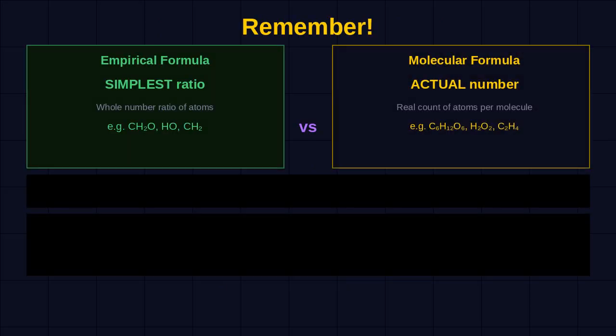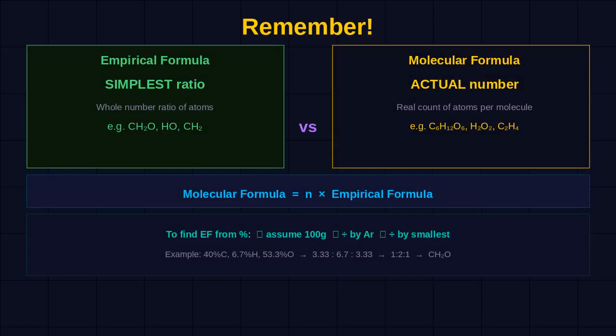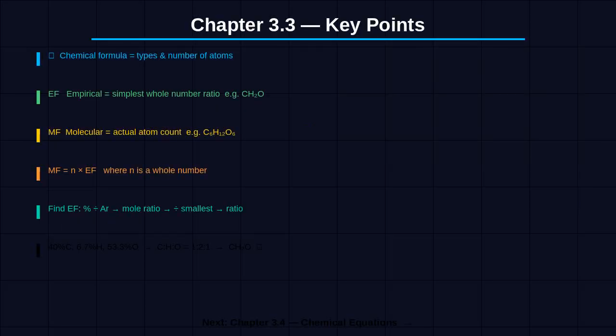Remember, empirical formula is the simplest ratio, molecular formula is the actual number. That's chapter 3.3.